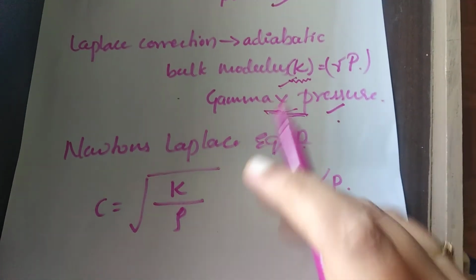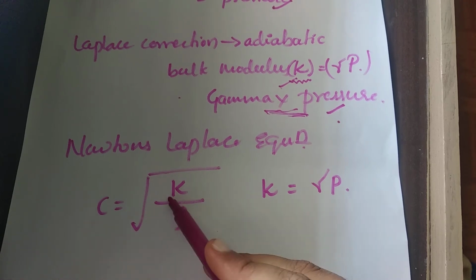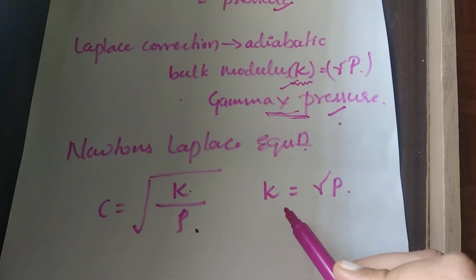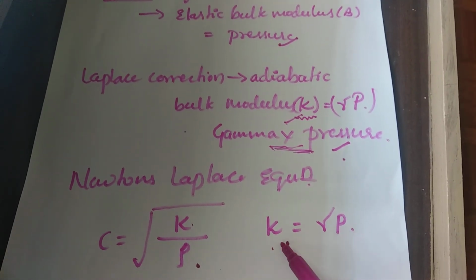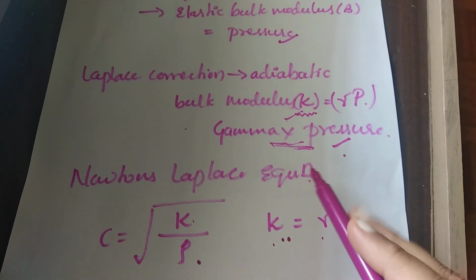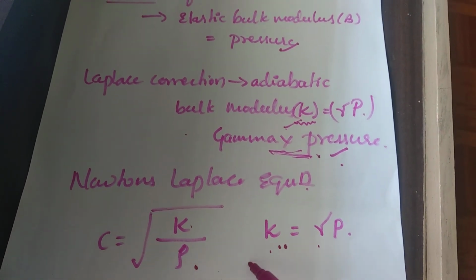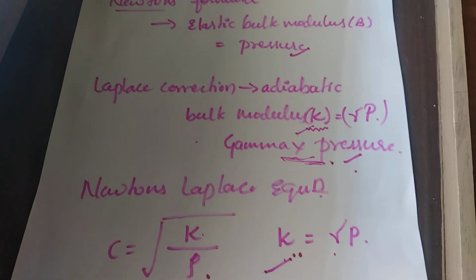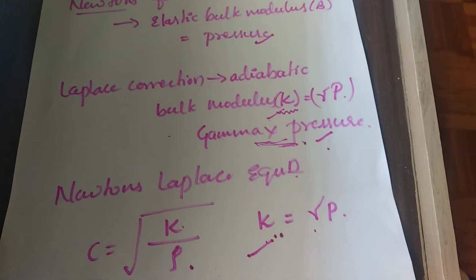At last we see the Newton-Laplace equation: C is equal to root of K by rho. What is that K? K is the adiabatic bulk modulus, which is equal to gamma times pressure. This is all about the Newton-Laplace correction of the speed of sound.